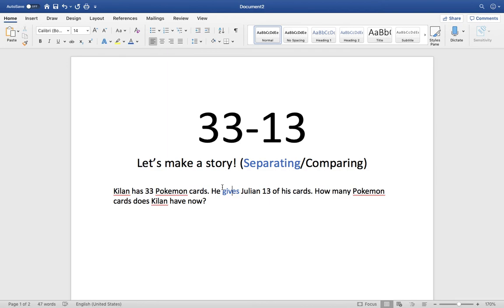They're not asking you how many more does Keelan have than Julian. How many less does... No, they're not asking you that, right? They're saying he gives Julian this much, so how many does he have left? So gives Julian 13 of his cards. And we know this is separating because they're separating his number, right? He's splitting his 33. He gave away 13.